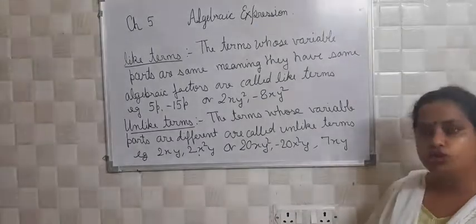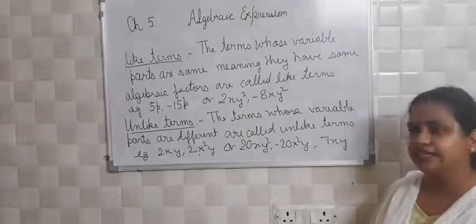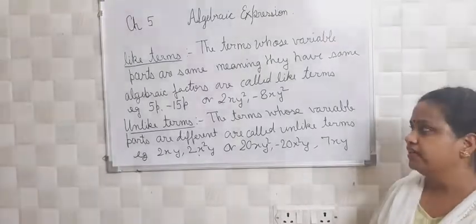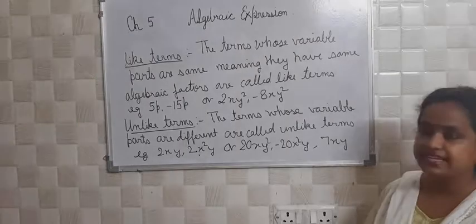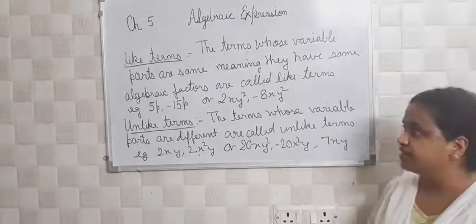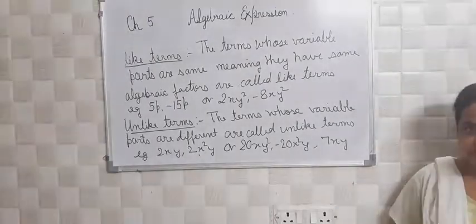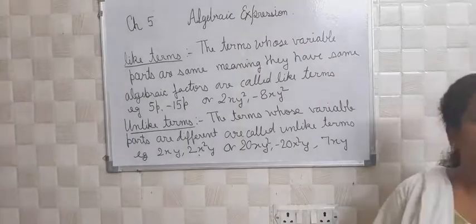Other part, 2xy square and minus 8xy square. Here xy square is same. So we say that both are like terms. Is it clear to you all?